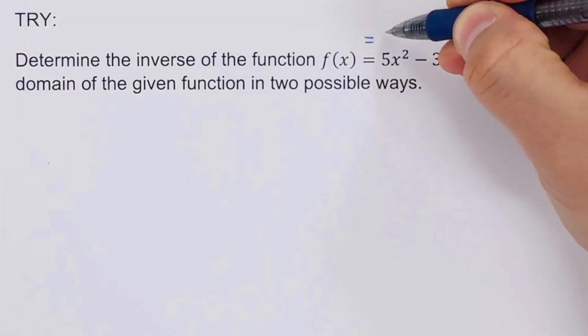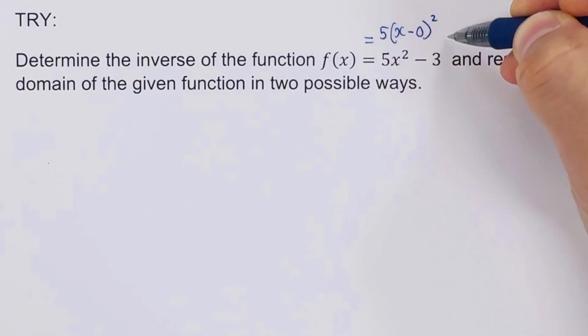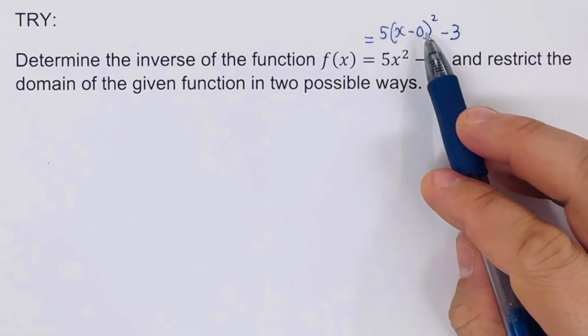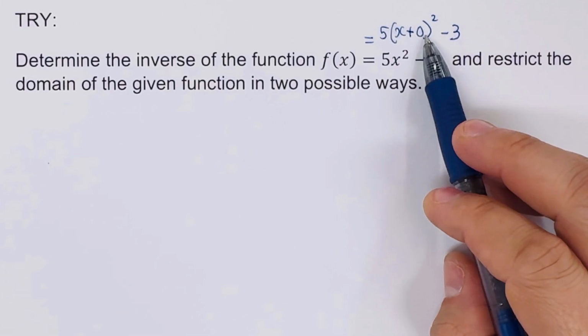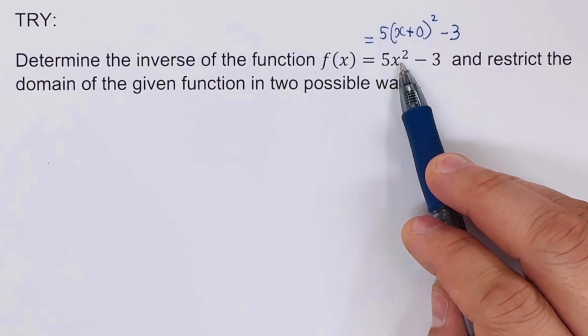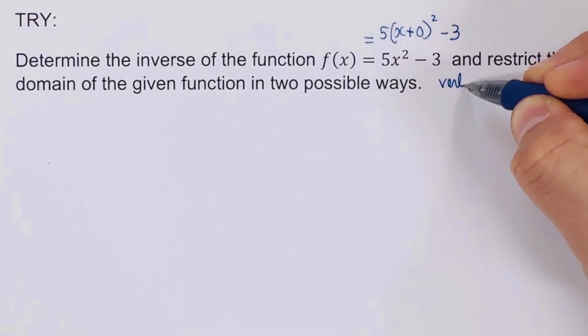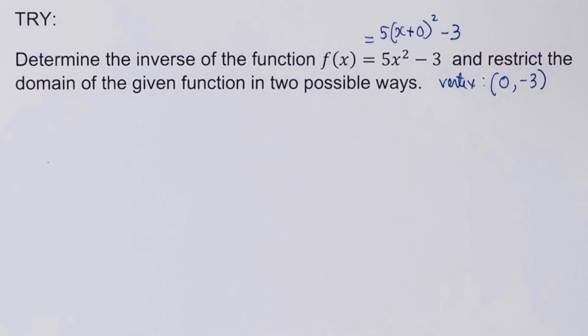This function can be written as 5 times (x minus 0) squared minus 3. Or you can have plus 0 there. So even if it's a plus or minus 0, it doesn't really change it. So the 0 doesn't have to be written in there. So that means that our vertex is located at (0, -3). So then we go ahead and determine its inverse.